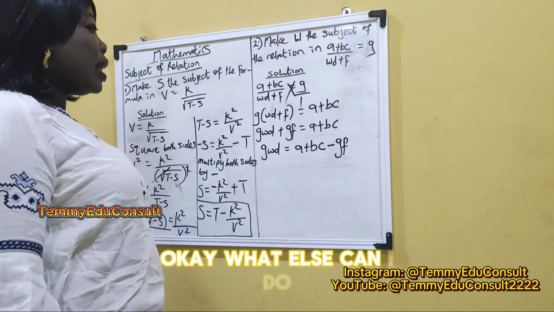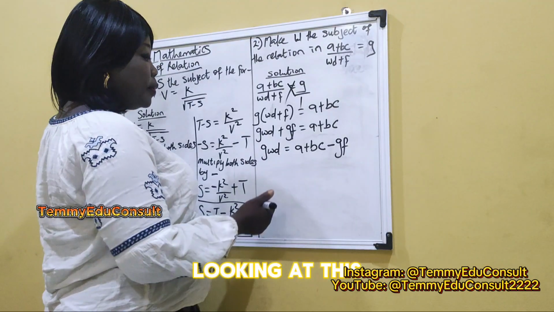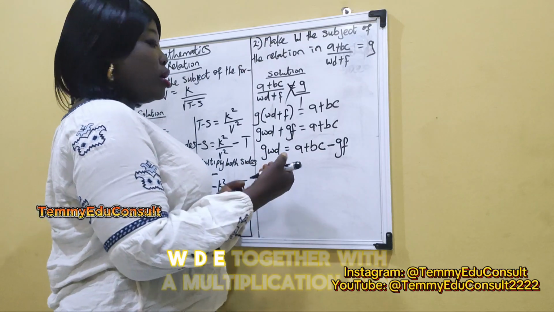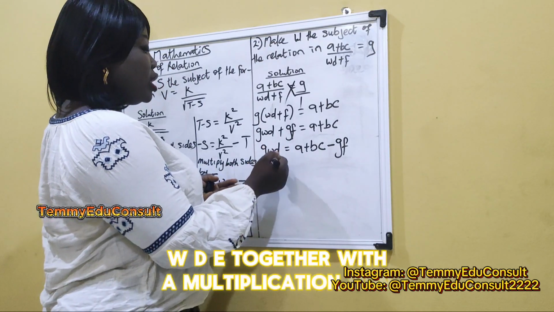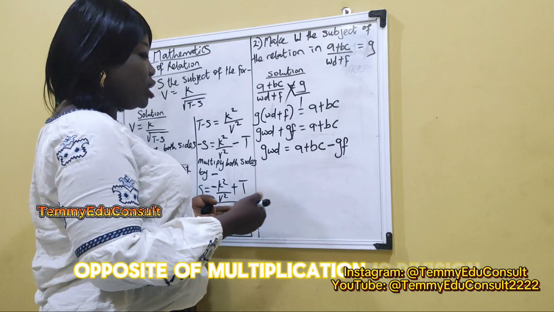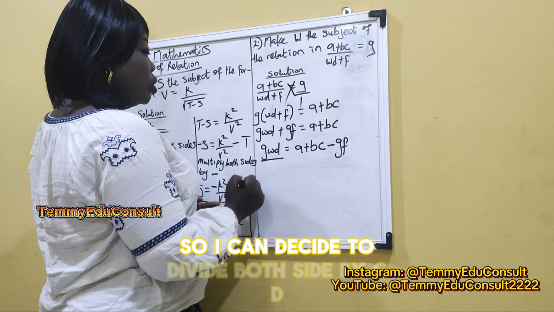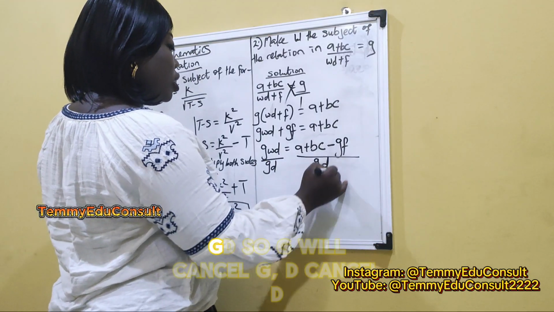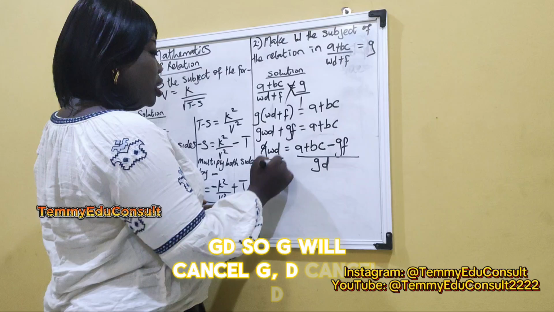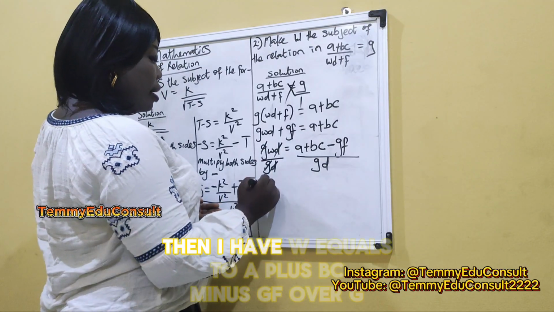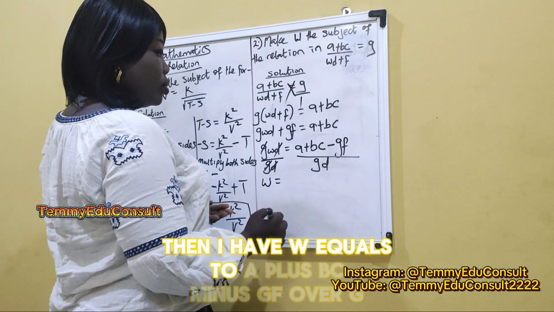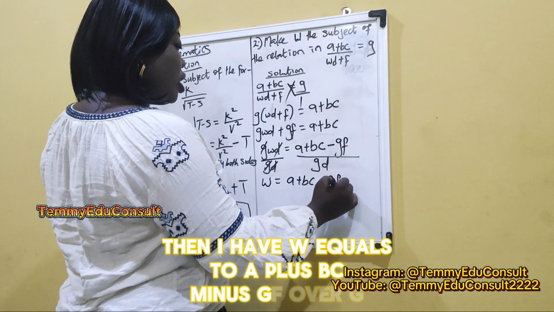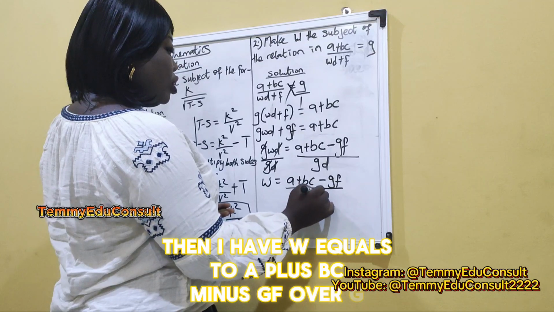Okay, what else can I do? Looking at this, don't forget gwd is together with a multiplication sign. The opposite of multiplication is division, so I can decide to divide both sides by gd. So g will cancel g, d cancel d. Then I have w equals a plus bc minus gf over gd.